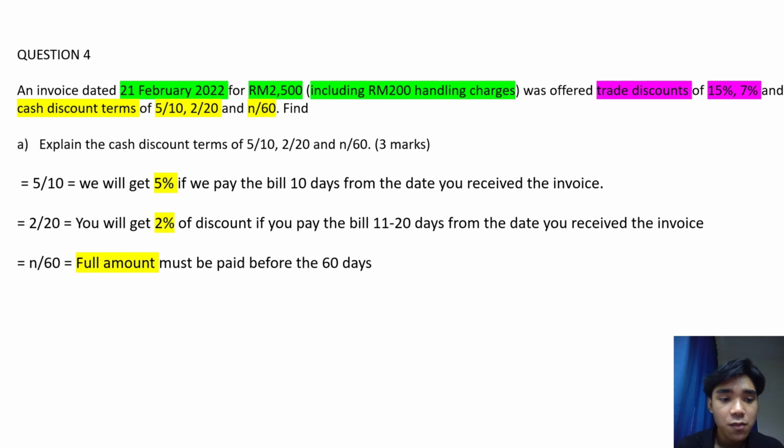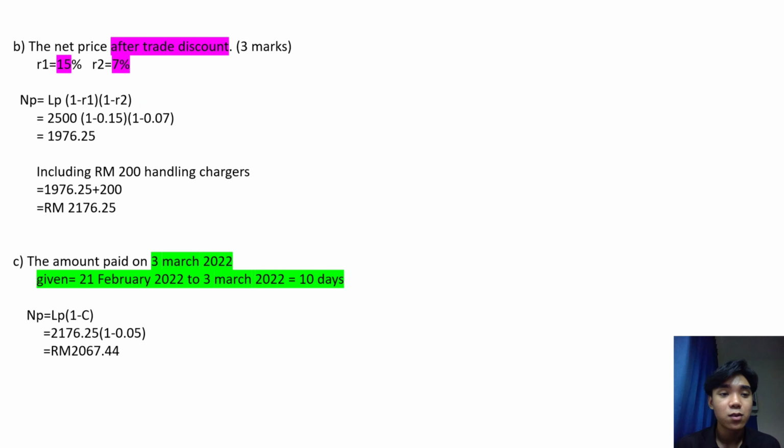So first 5/10, this 5 is our discount and then we need to pay within 10 days after we receive the invoice. Same like the others, 2/20, 2 is our discount, 20 is days, and last N/60 we need to pay the full amount within 60 days. Now continue with question B. The net price after trade discount.